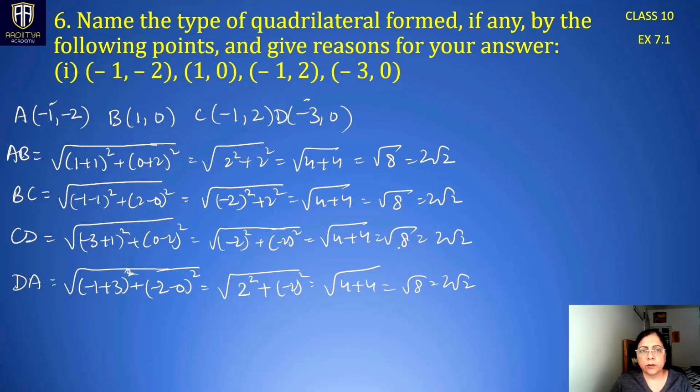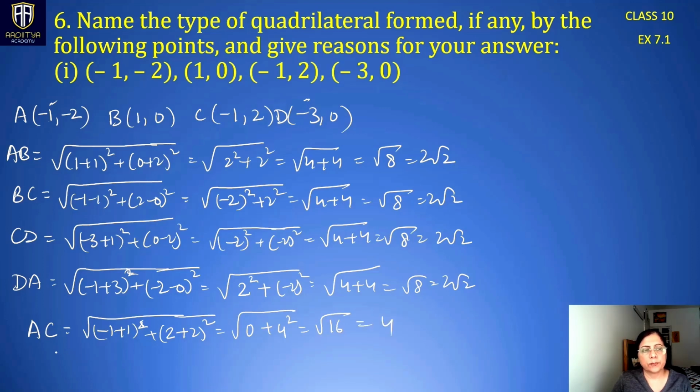But now this can be a rhombus or it can be a square. Now for confirming it to be a square, we need to check the lengths of two diagonals. For that I am finding AC. AC is minus 1 minus minus 1, which is minus 1 plus 1 square. Then 2 minus minus 2 is 2 plus 2 square. So we have 0 plus 2 plus 2, 4 square, which is root 16, that is 4.